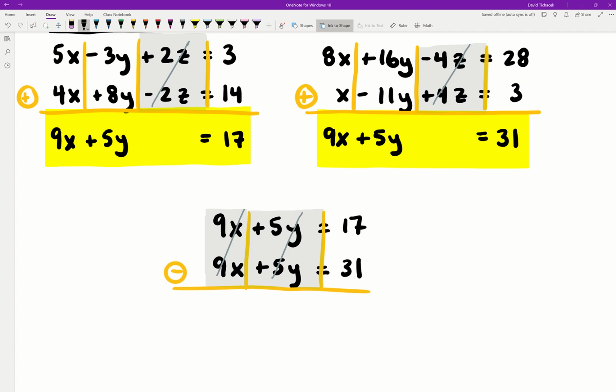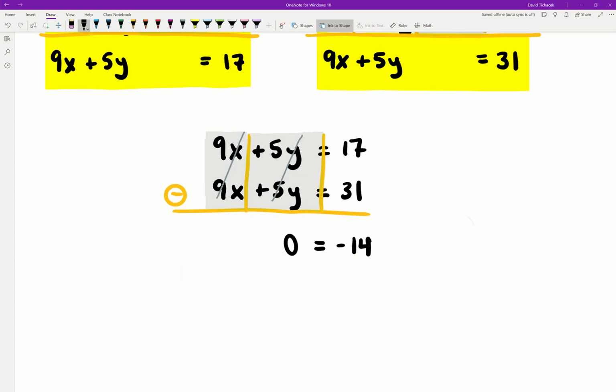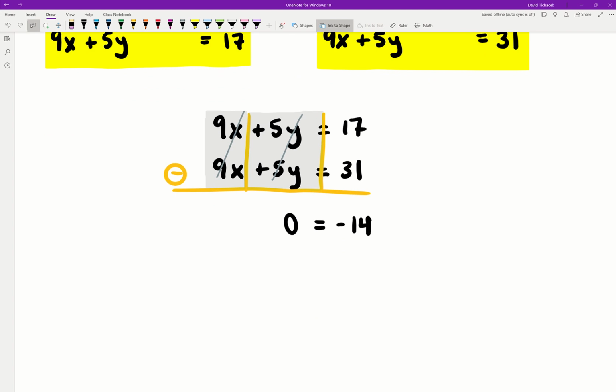What we're going to see is that our x and our y column are going to cancel, leaving us with nothing but 0 on the left-hand side. And then on the right-hand side, we simply have 17 minus 31. If you were to figure that out real quick, that's actually going to give you negative 14. Now, we arrive at this statement that says 0 is equal to negative 14. In this statement, you're literally telling me that the number 0 is the same number as negative 14, which we know is not true at all. We end up with this nonsense statement.